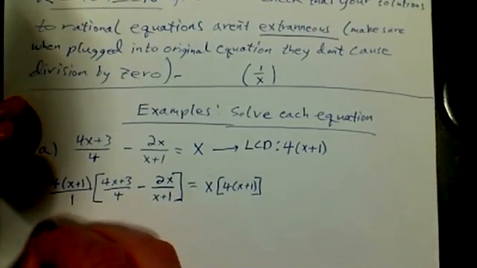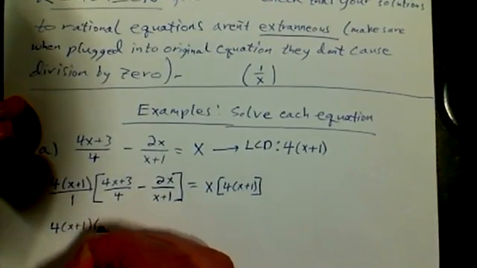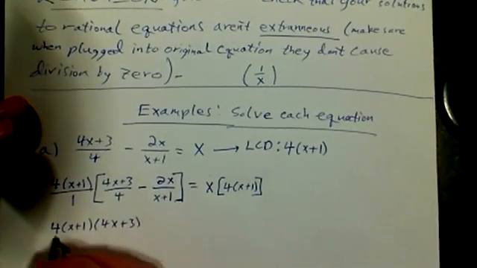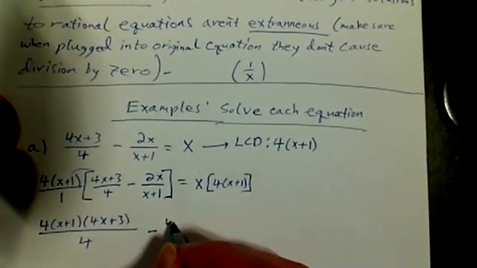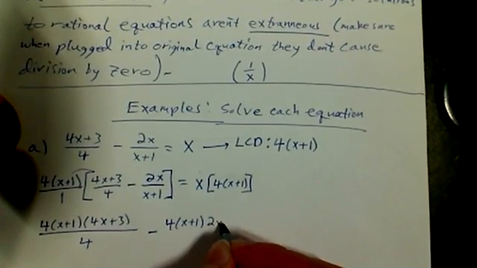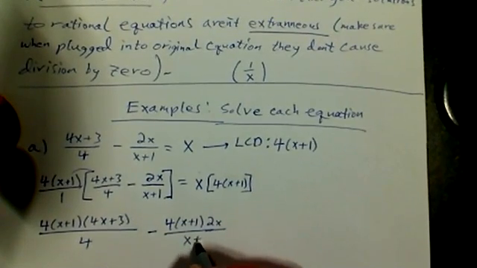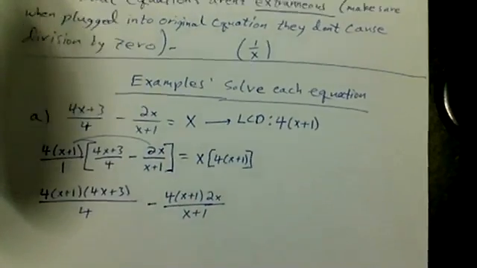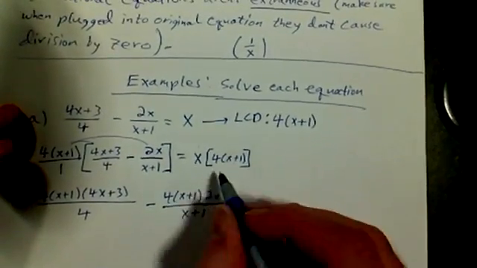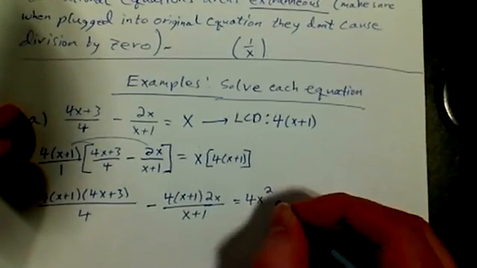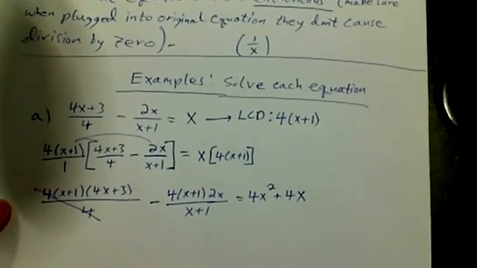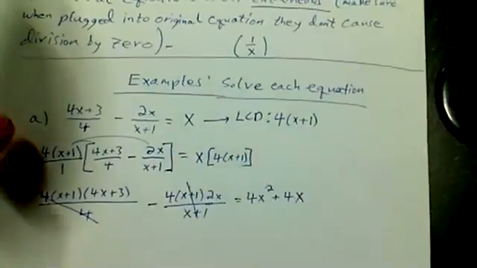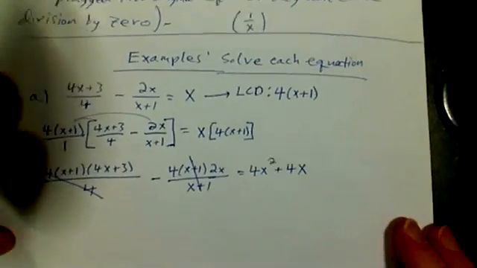So if I do this, what I'm going to get is 4 times x plus 1 times 4x plus 3 all over 4. That's our first distribution here. Next, we have minus 4 times x plus 1 times 2x over x plus 1. That's the second distribution. Next, we have 4x squared plus 4x over on the right-hand side. So notice what happens. Since everything is being multiplied up top here, I can cancel my 4's. Same thing here, I can cancel x plus 1's as the factors. So what am I left with?